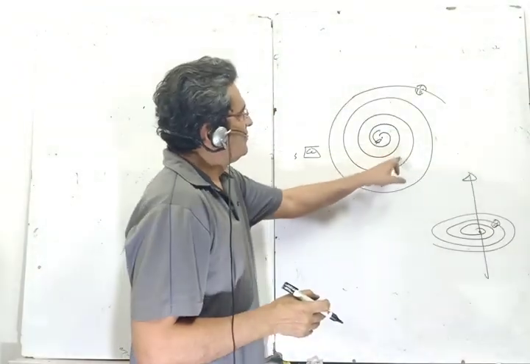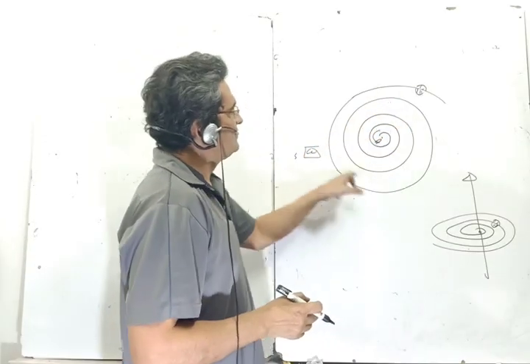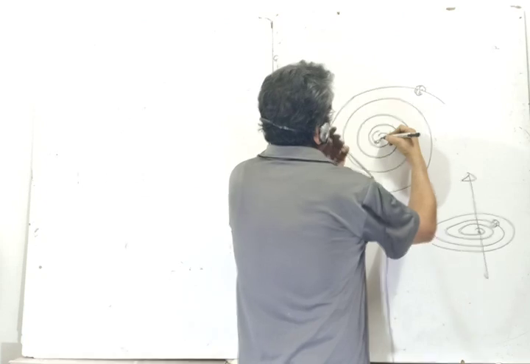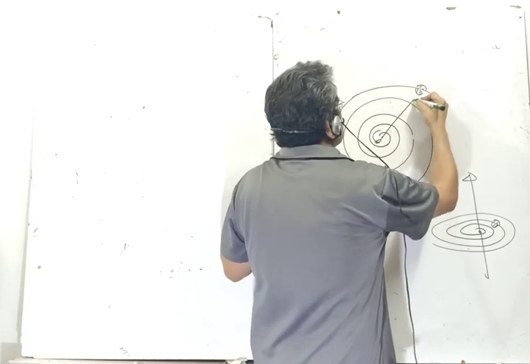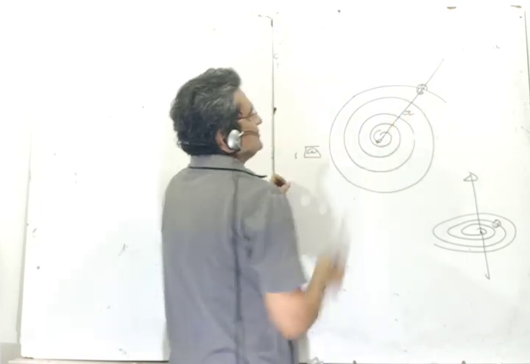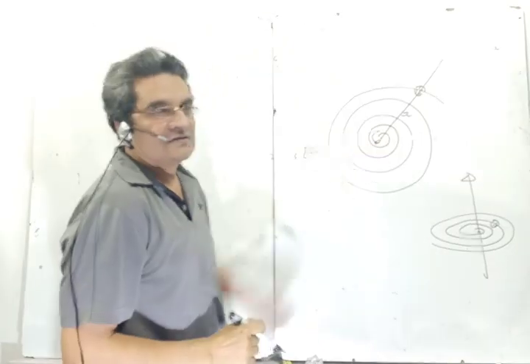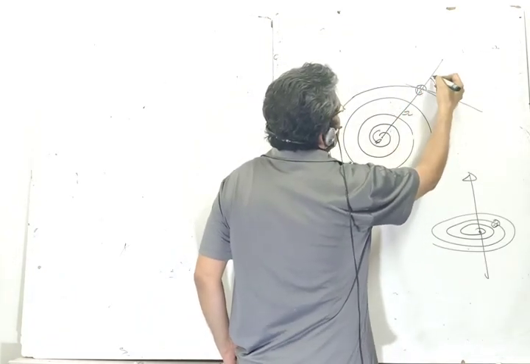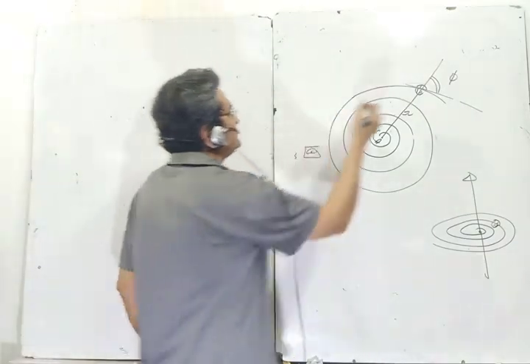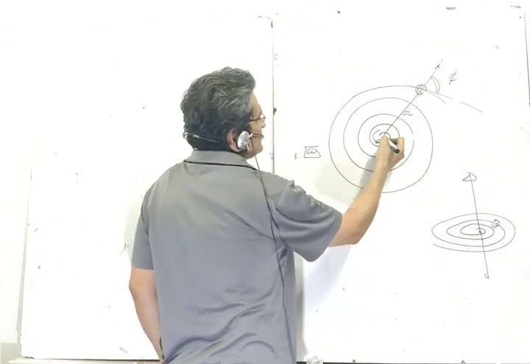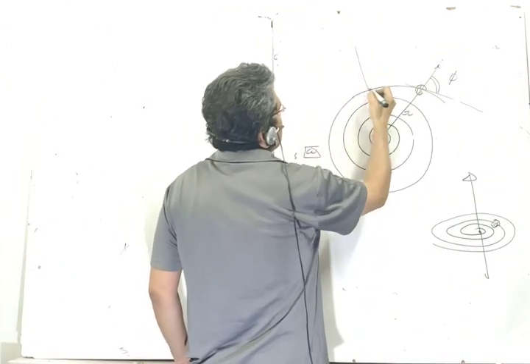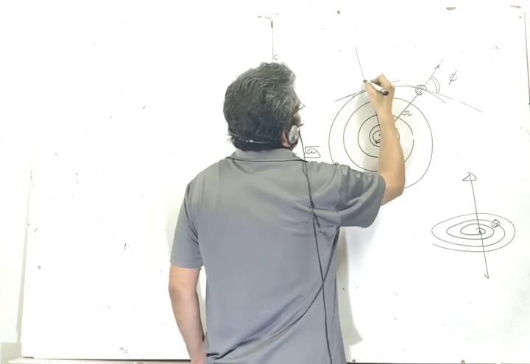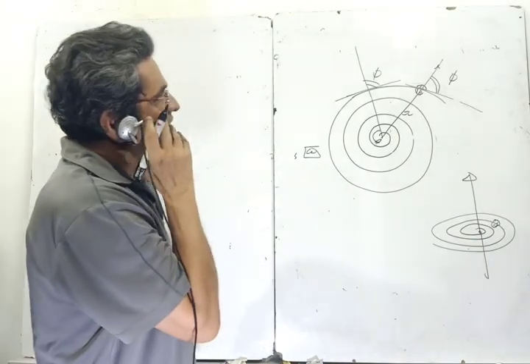It will only move along this spiral path, and say at a certain point of time, this is the position, this is the distance r of the sleeve from the center, and let me draw a tangent here. Let this be the angle phi, the angle between the tangent and r. If it is a logarithmic spiral, you will have the same phi everywhere. That angle is constant for a log spiral.